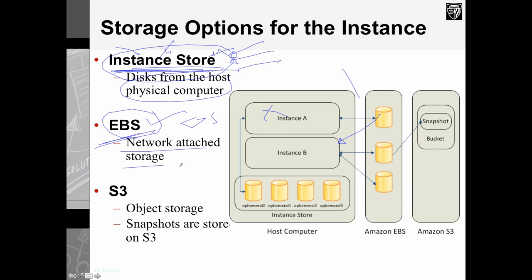S3 is a different type of storage. It's called an object store or internet file system. We'll talk about S3 extensively in the next module. But typically when you take a backup of these EBS volumes, the snapshots get copied to S3. So you're actually paying for those EBS snapshots, but S3 is the place they store that snapshot.